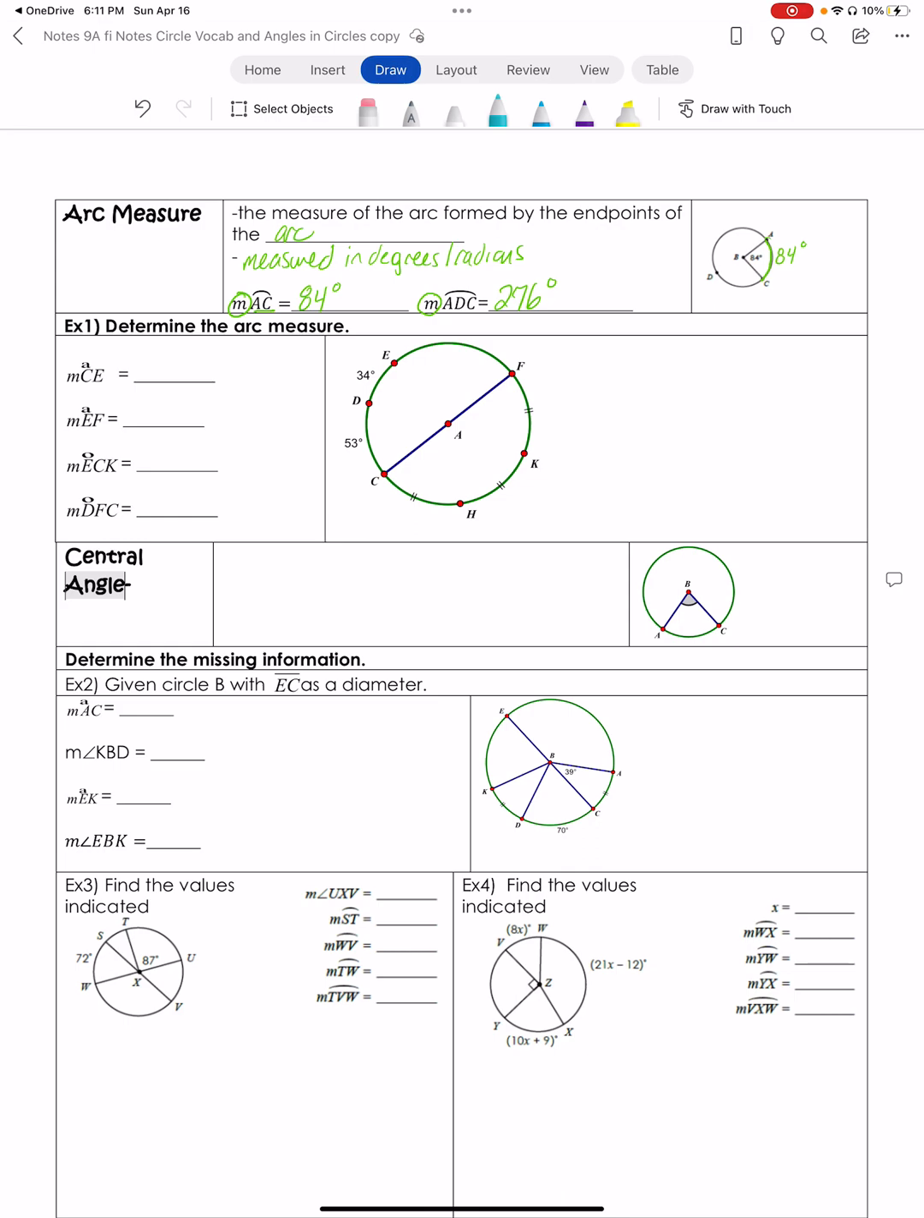Okay, so looking at this, you see your little congruent symbols. When I look at a problem like this, I try to find all of my missing arcs. So like EF is going to be just 180 minus 53 minus 34, which is 93 degrees. And then I want to find these three arcs. They're all congruent to each other, so that's going to be 180 divided by 3, which is 60 degrees each.